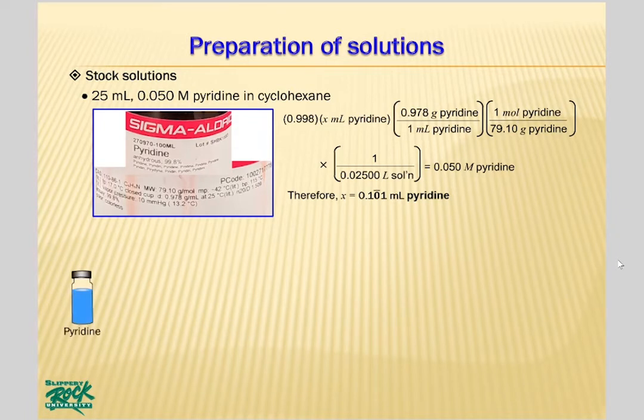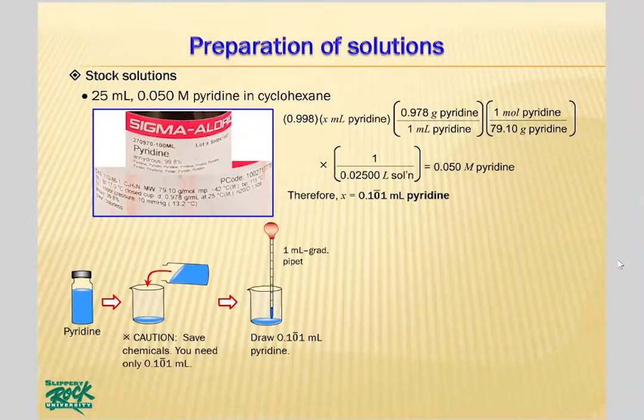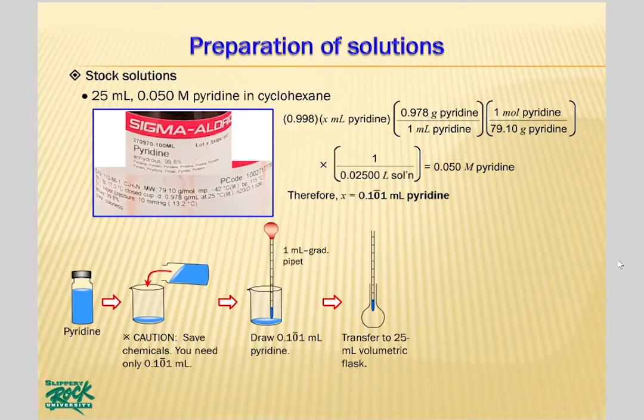Now, obtain a bottle of pyridine and transfer a little over 0.101 milliliters of pyridine to a clean and dry 50 milliliter beaker. Do not take the required volume of pyridine directly from the bottle. It may contaminate the whole bottle if you do so. Save chemicals as much as possible. Use a 1 milliliter graduated pipette and transfer 0.101 milliliters of pyridine to a 25 milliliter volumetric flask. Make sure that all glassware is clean and dry prior to using it.